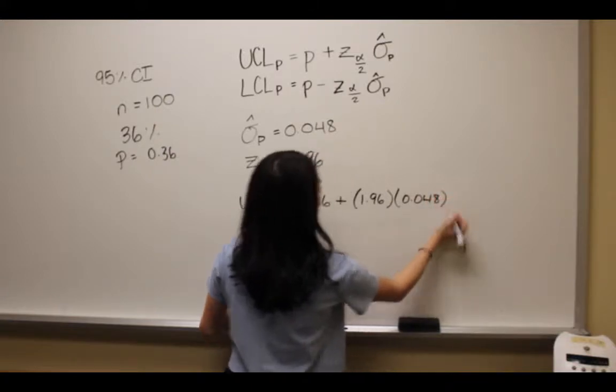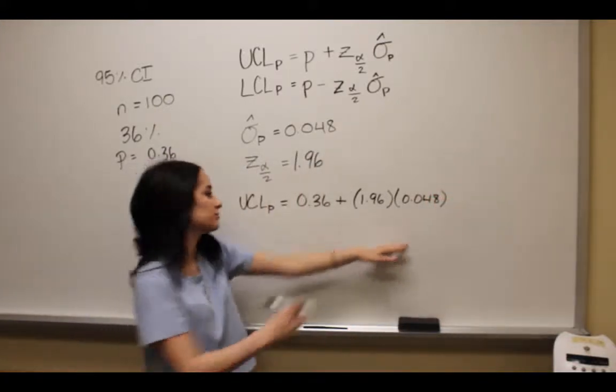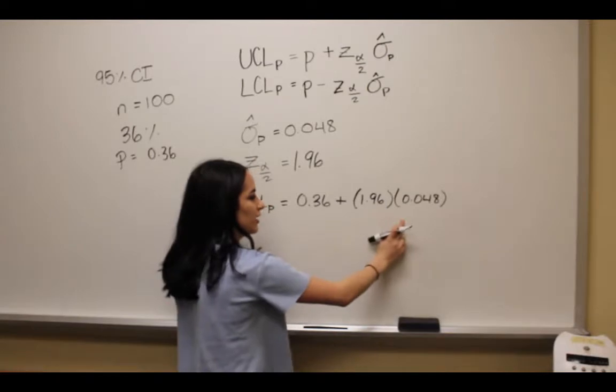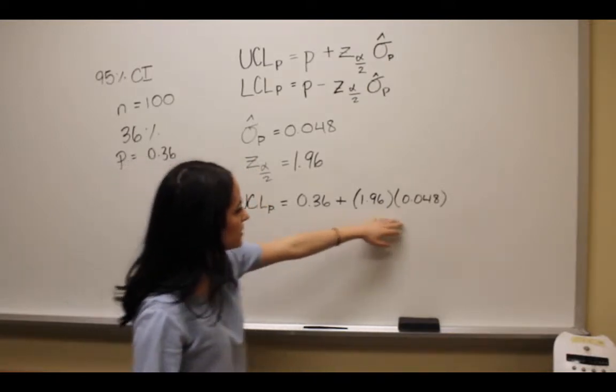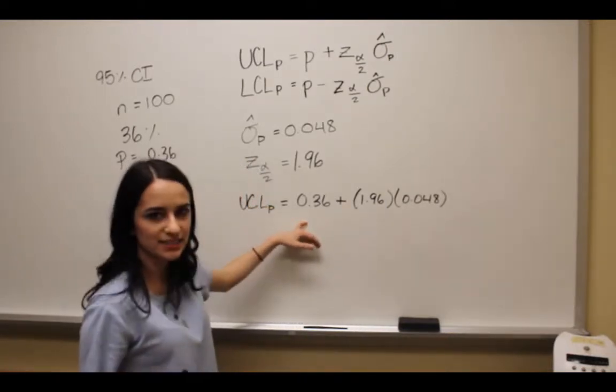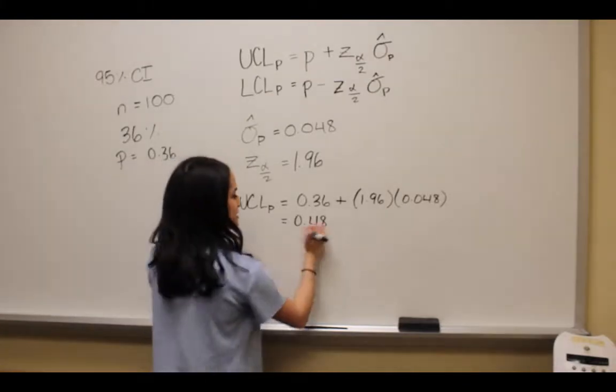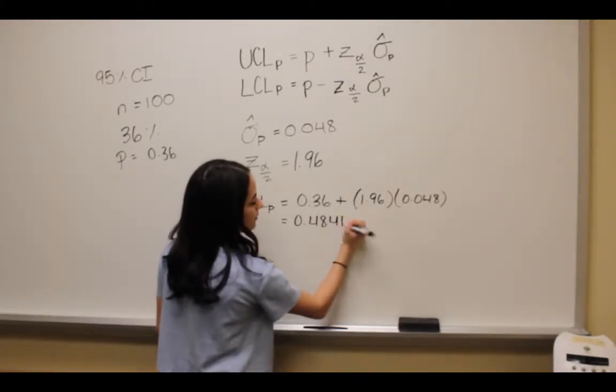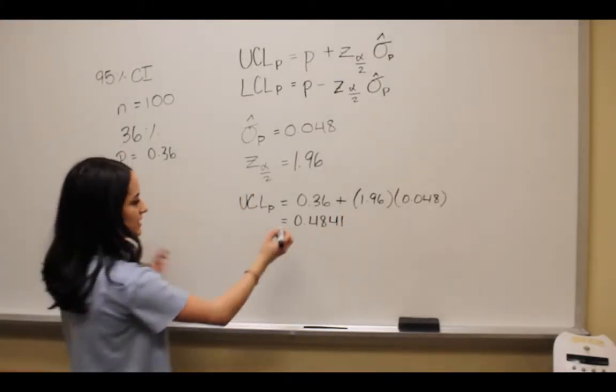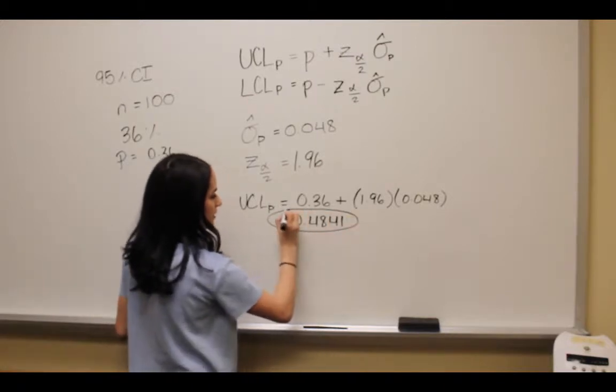0.048. So what you do is you solve this out and make sure you watch the order of operations on this one. So make sure you multiply these and then add it to this number. So once you do this, you get 0.4841. So in this case, this would be the upper confidence interval.